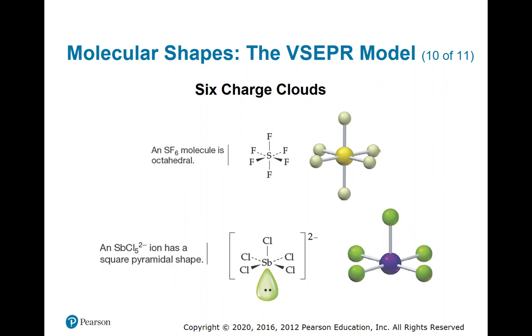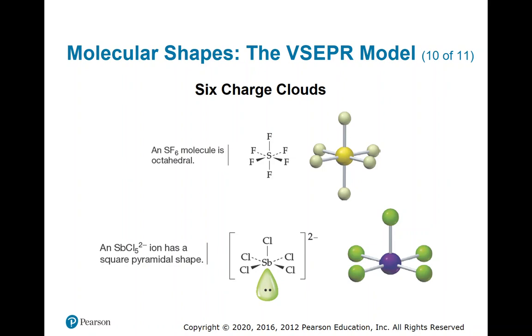So a good example of this is sulfur hexafluoride, SF6. And again, you can see the dashes and wedges representing the 3D positions of some of these fluorine atoms. That sulfur atom in the middle has 6 atoms attached to it, all fluorine atoms, and no lone pairs, so 6 charge clouds. So it's an octahedral shape, since all of those positions are occupied by atoms.